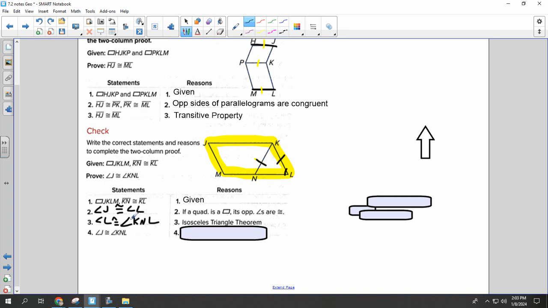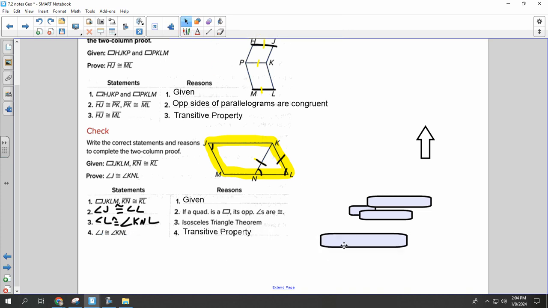has to be congruent, so J is congruent to L, and then K and L also have to be congruent. So if J is congruent to L and L is congruent to angle K, then we can cut out the middleman and say J is congruent to K. When we cut out that middleman, that is called the transitive property.